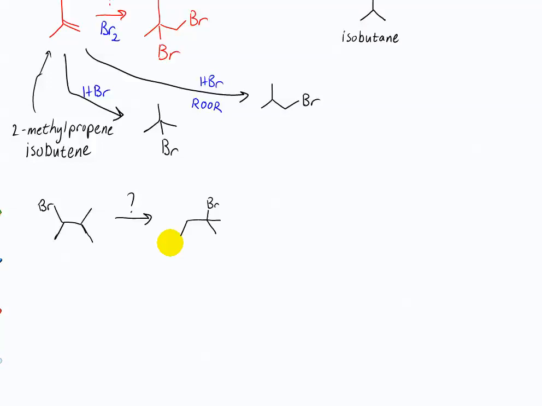Yeah, in this case, it looks like it's sort of rearranging. The bromine is jumping from one to the other. Is there an individual reaction we know that will do that just on its own? Yeah, it's going to be a two-step process. So now it's not enough to just remember the one reaction that does this. We actually have to come up with a plan to do this transformation.